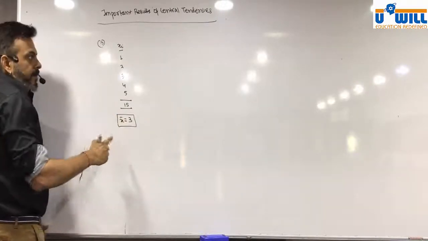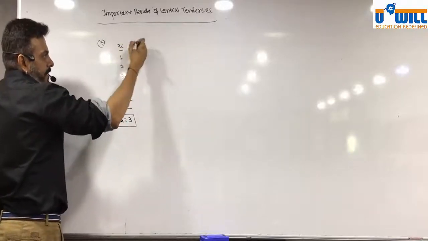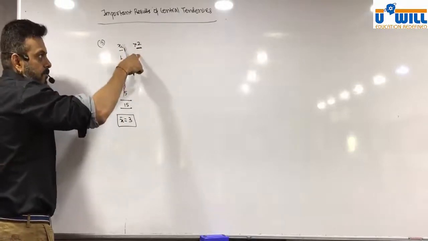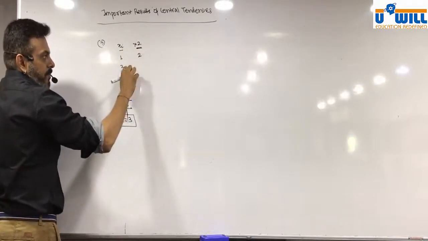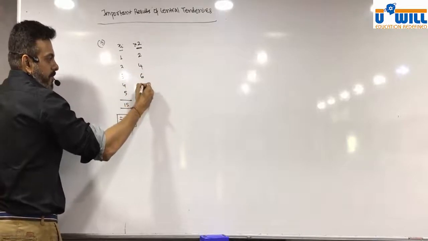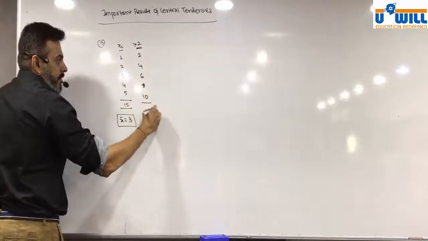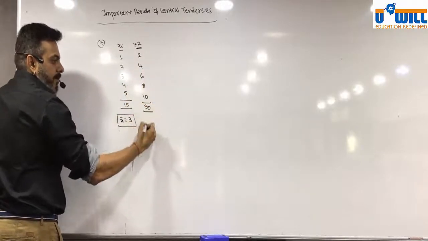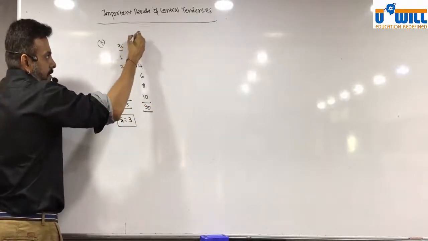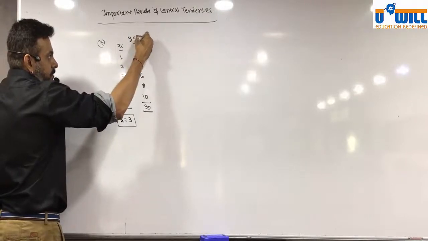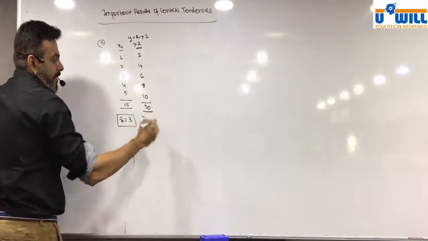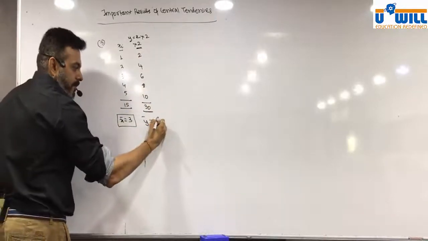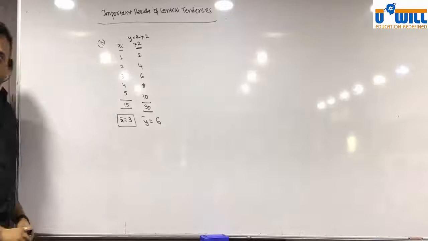Pay attention please. Now if I multiply xi with 2, the values become 2 ones are 2, 2 twos are 4, 6, 8 and 10. The total is 6 and 6 is 12, 12 and 8 is 20, 30. So I'll take y equal to xi into 2. What will be y bar? Y bar will be 30 divided by 5, which is equal to 6.